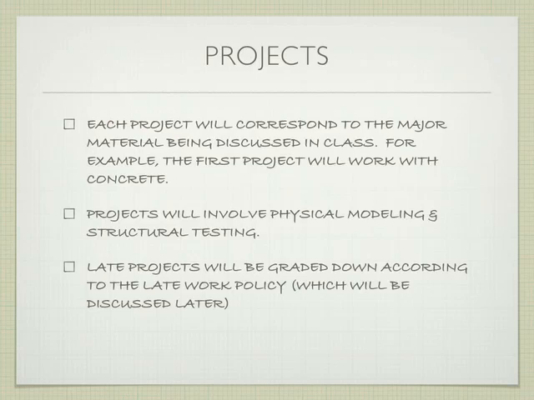Each project, right, will deal with one of the major materials. So the first one will deal with concrete. The second one will deal with steel, though I loosen that up to be aluminum as well. And the third project will deal with wood, right? They all have to do with building a spanning element that we then test with weight so you see how it fails and why it fails, right?